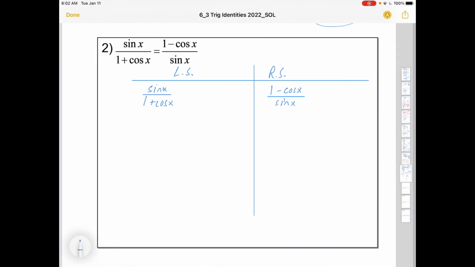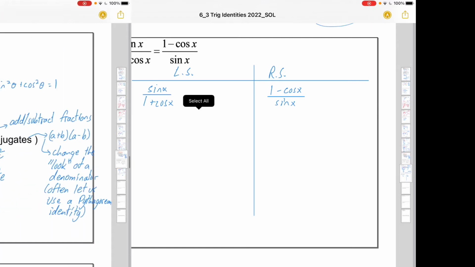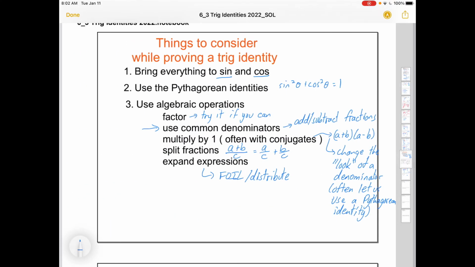All right, next one. We've got two fractions that are allegedly equal to each other. We need to prove how. So I look at this. There's nothing to factor. Everything's in sine and cosine already. And there's no Pythagorean identities to use because there's no sine squareds or cos squareds. I just want to change the look of a denominator. And if I look at my things to consider, changing the look of a denominator is often something that conjugates can do.